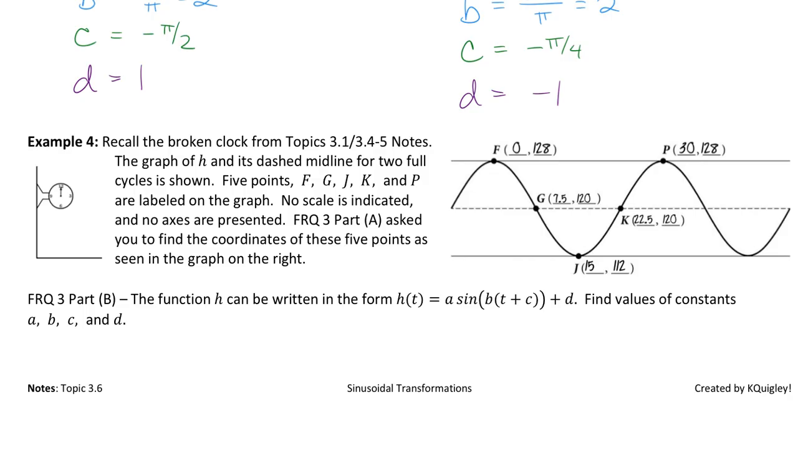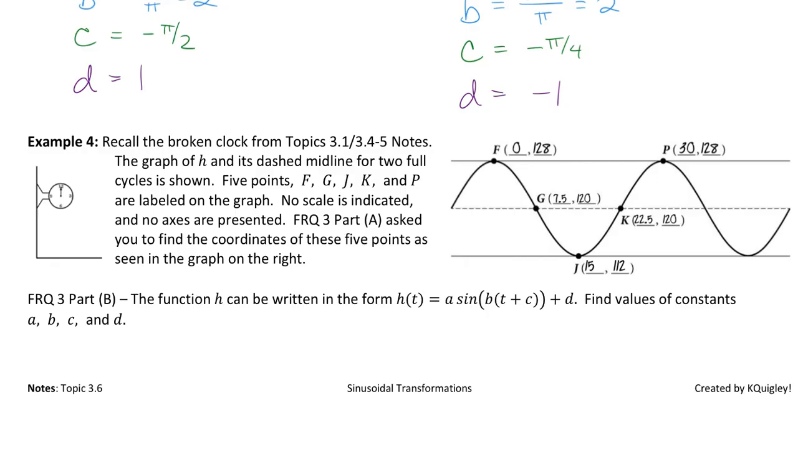When you're doing one of these FRQs, which I will do with you in just a little bit, the Part B question is always going to ask you the following. It's going to say the function h can be written in the form h of t equal to a times either sine or cosine of b times t plus c, plus d. Find the constants a, b, c, and d. That is what you just did in all of these problems. So let's highlight our graph the way we just did all of these other problems.